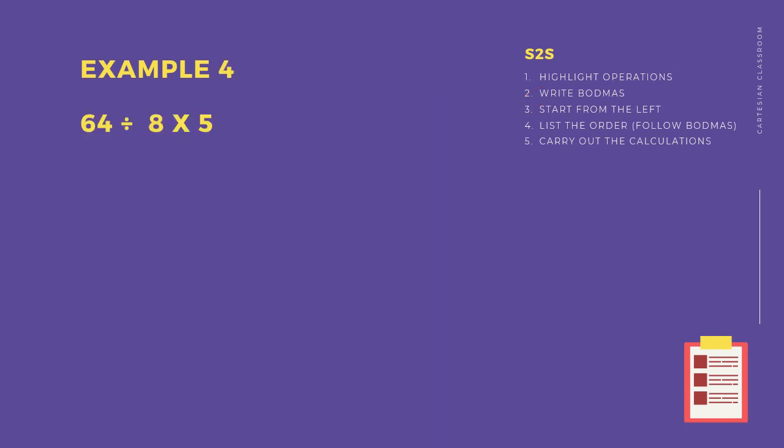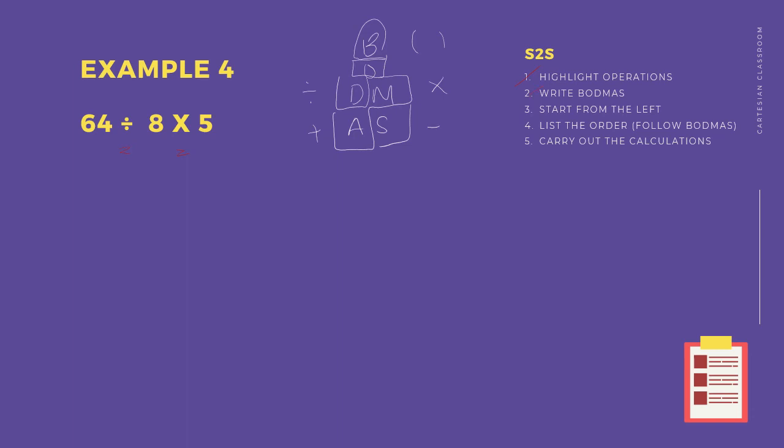Example 4, 64 divided by 8 times 5. So first thing first, you need to highlight the operation. We have division and we have multiplication. That is step 1. Step 2, write BODMAS. We have B on top, O, D, and M on the same level, A and S. B is bracket, D is division, M is multiplication, A is addition, and S is subtraction. So that is your BODMAS.